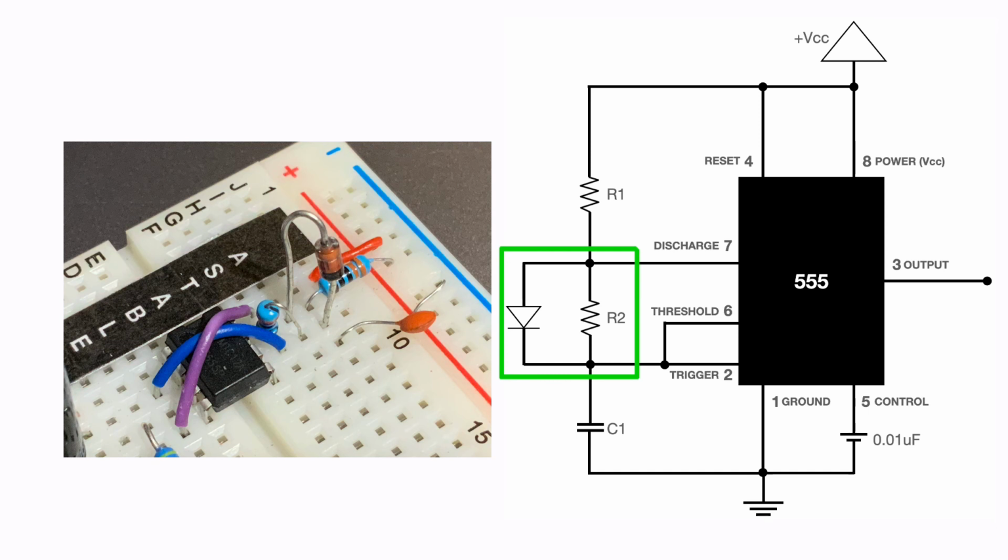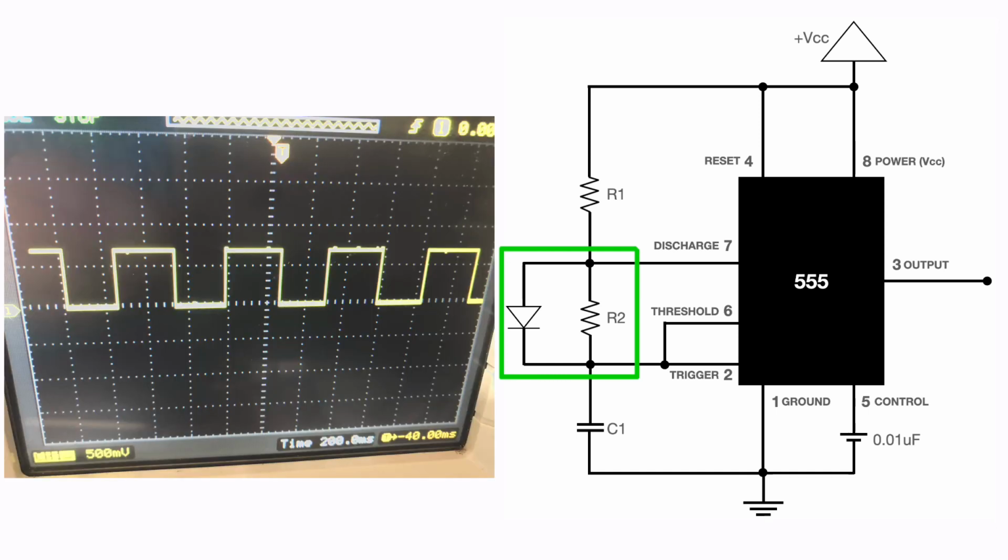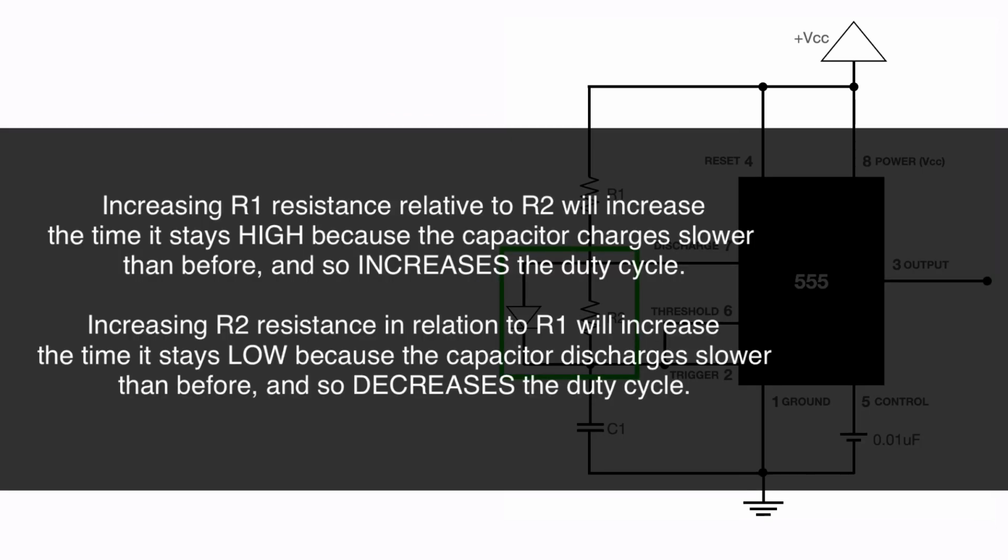If resistor 1 and resistor 2 are the same value, the capacitor will take the same amount of time to charge as it does to discharge, which would give you a duty cycle of 50%. The key takeaway here is that increasing the R1 resistor value in relation to R2 will increase the duty cycle. Increasing the R2 resistor value in relation to R1 will decrease the duty cycle.